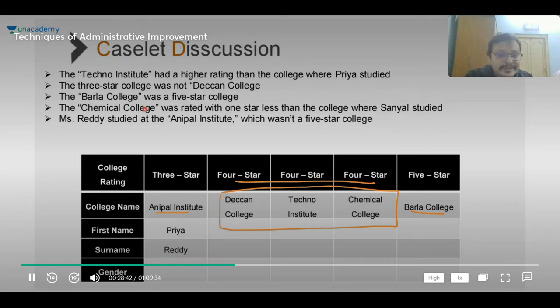Now it says the Chemical College was rated 1 star less than the college where Sanyal studied. Remember, I did not have a clue on Chemical College. It's because I used the clue of Priya and Anipal that I was able to identify Chemical College as 4-star, which means now I can identify who is Sanyal. Can anybody tell me in which college does Sanyal study? So Chemical College is 4-star, so Sanyal must be studying in the 5-star college, which is Balla.